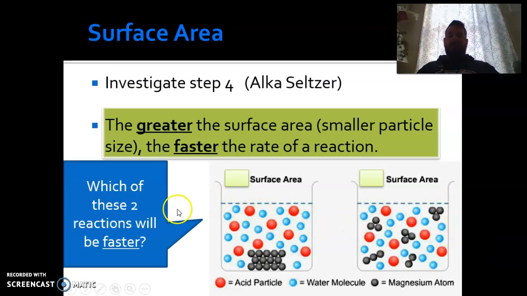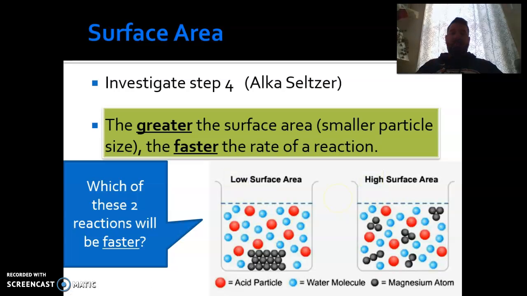Alright, so if we're looking at these pictures here, which one of these two reactions do you think would happen faster? The one with the large piece in here, or with the smaller pieces? Even if they have the same amount of particles, you should have said that the smaller pieces with the magnesium are going to react faster with the acid. Alrighty, and that's because the smaller pieces have a high surface area and the large piece has a low surface area.